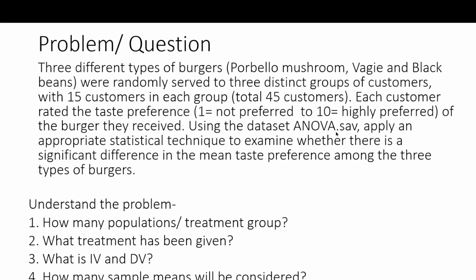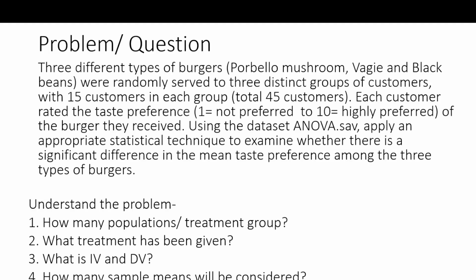What is the independent variable? The independent variable is the type of burger containing three distinct categories: portobello mushroom, veg, and black beans, whereas the dependent variable is based on a rating scale, that is taste preference on a 1 to 10 scale. How many sample means will be considered? A total of 3 sample means will be considered, derived from three distinct groups of customers, those who will receive a particular type of burger.